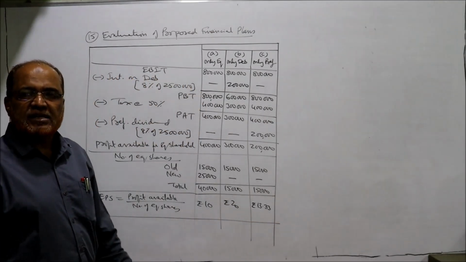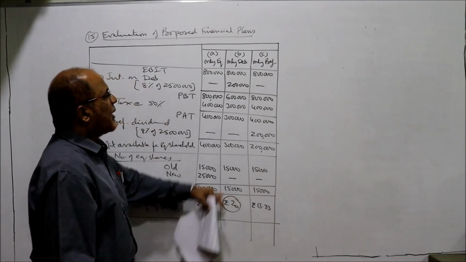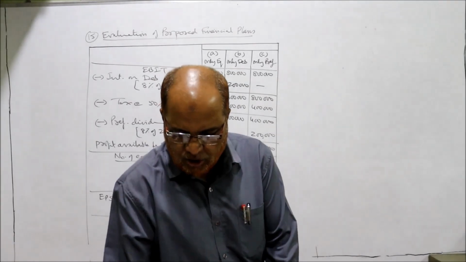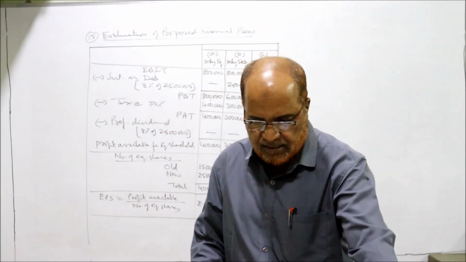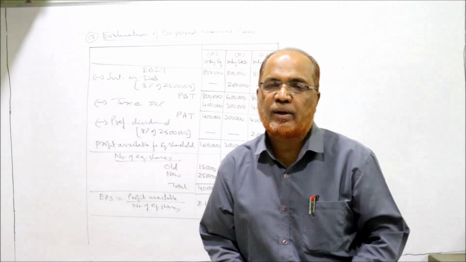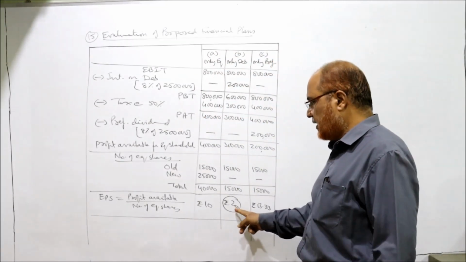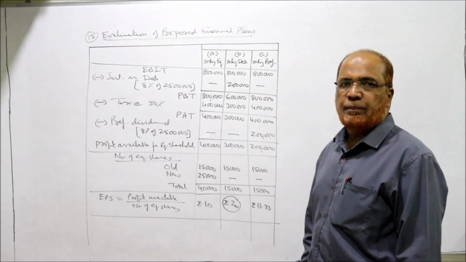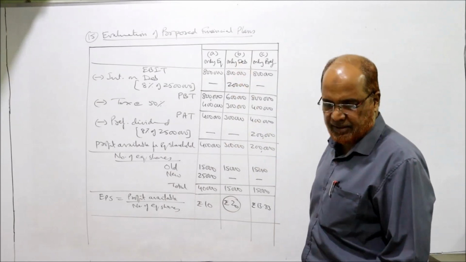Now check what is the highest EPS. The highest EPS is 20 rupees in the plan B, only debentures. So ultimately we give the suggestion to the company to adopt the financial plan B, that is raise the amount by issuing debentures, since in this case the EPS is more, 20 rupees. So EPS 20 rupees will be higher in which plan? B plan, only debentures.